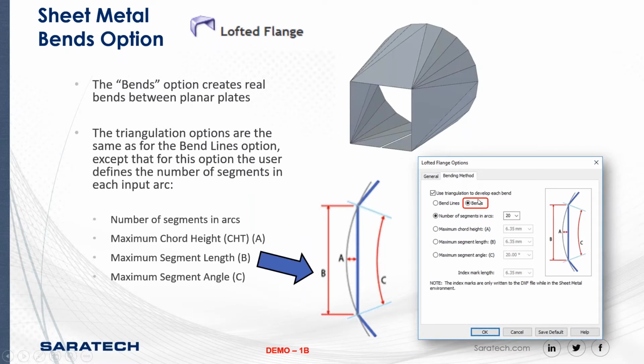My bending methods, you can see here, I've highlighted in red, what are my bends? The bends options create the real bends between the planar faces or planar plates. The triangulation options are the same as for the bend line option, except that with this option the user defines the number of segments in each input. You can see here, what is my number? The last slide we had 10, this time we've got 20.